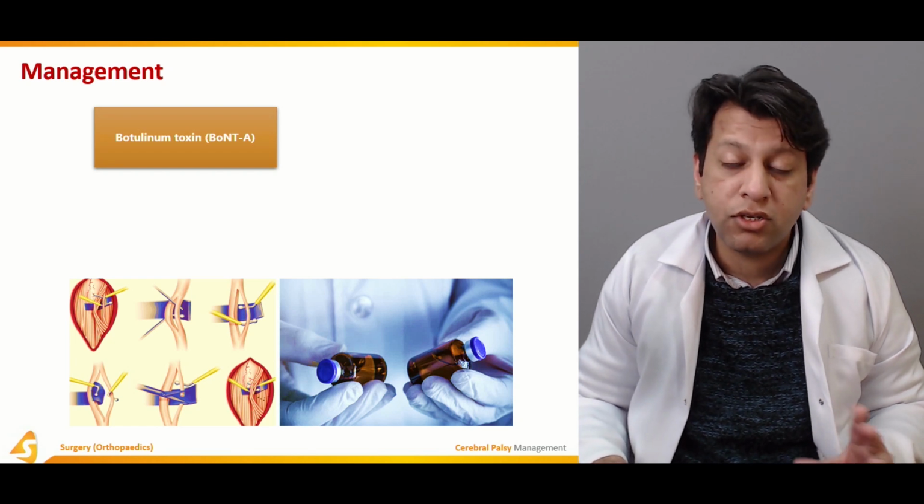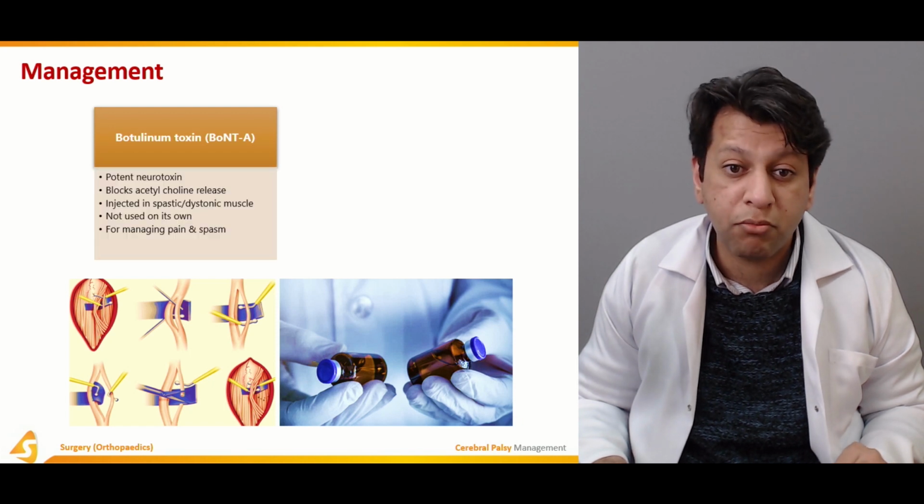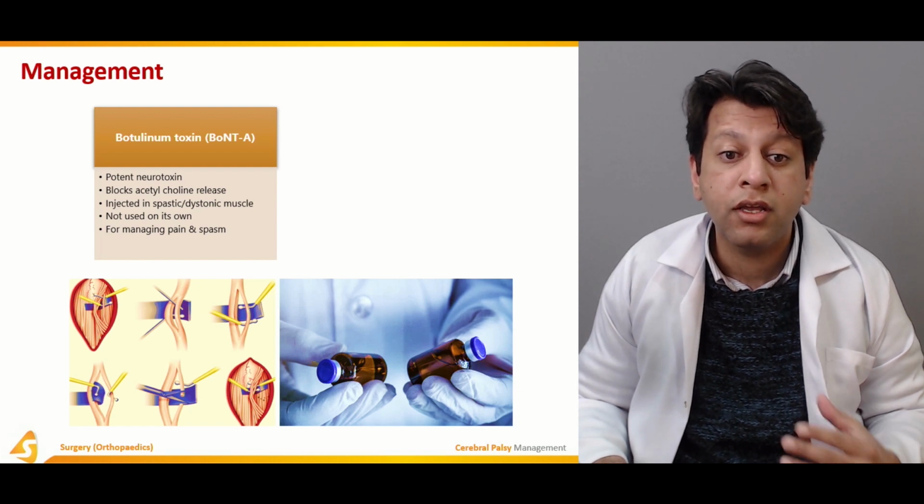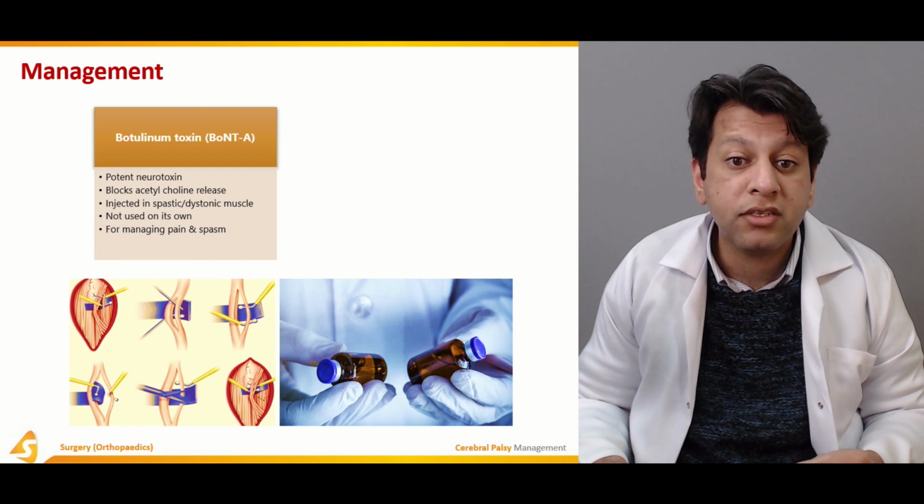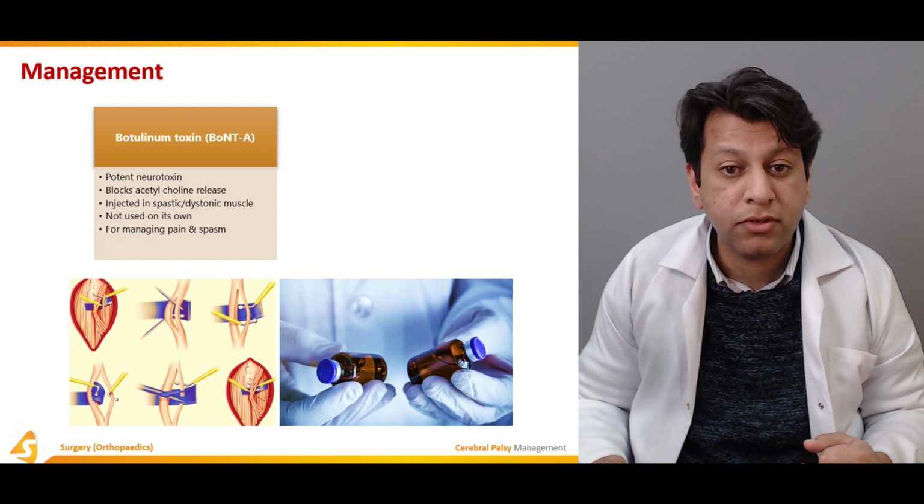Botulinum toxin is one option which can be given to decrease the spasticity of the muscle. As you know, it's a potent neurotoxin. It blocks acetylcholine release, and is usually injected into spastic or dystonic muscles for managing pain and spasm of the muscles.